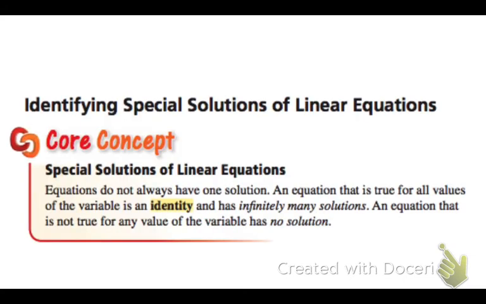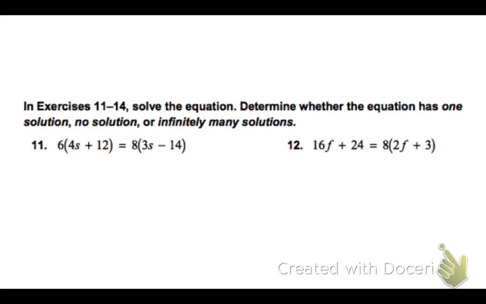Sometimes we'll have special solutions of linear equations. So, we just did 4 examples where they had one solution, but an equation that is true for all values of the variable, they call that an identity, and it has infinitely many solutions. And an equation that is not true for any value of the variable has no solution. So let's take a look at a couple of these special cases. All right.